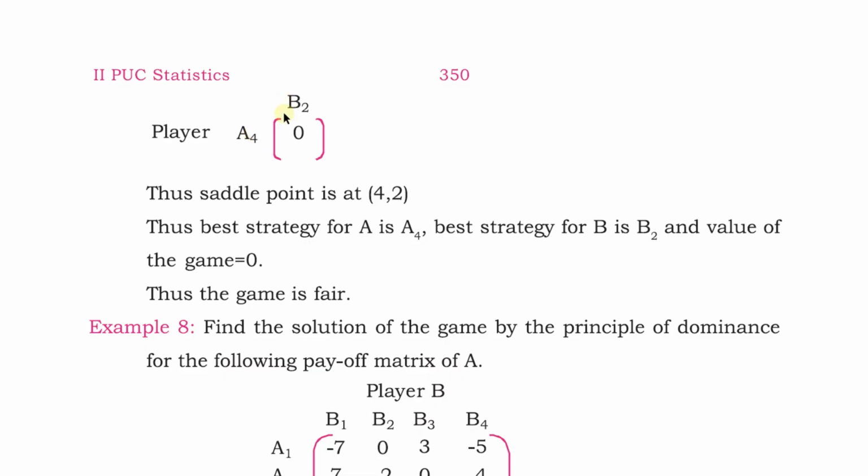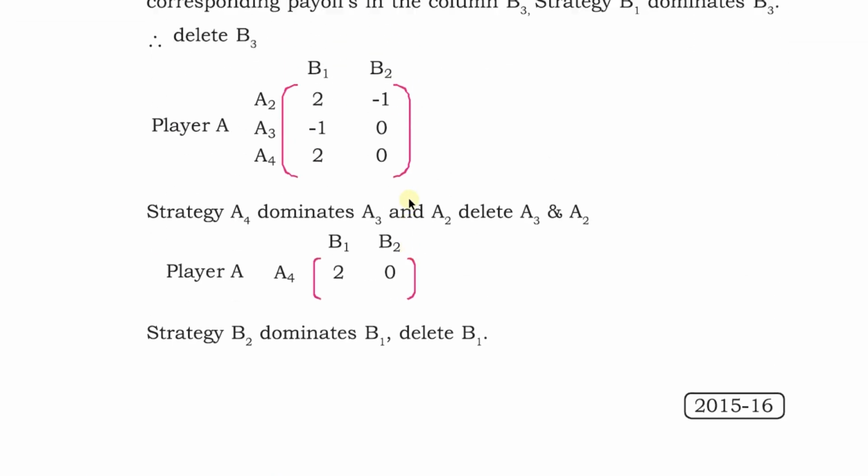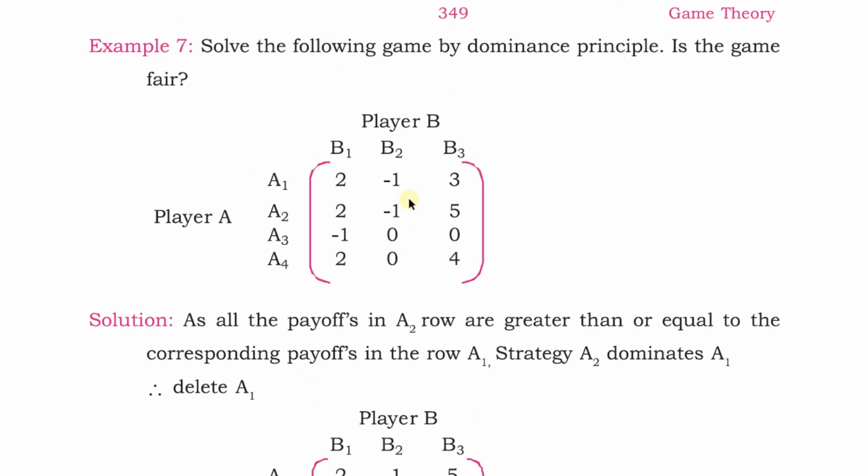Therefore whatever is remaining here, we should consider now. Thus the saddle point is at 4, 2, fourth row of A and second column of B. So 4, 2, fourth row, second column. So the fourth row, second column is our saddle point in the matrix. If you take the whole matrix, it is this place, fourth row, second column, this spot.